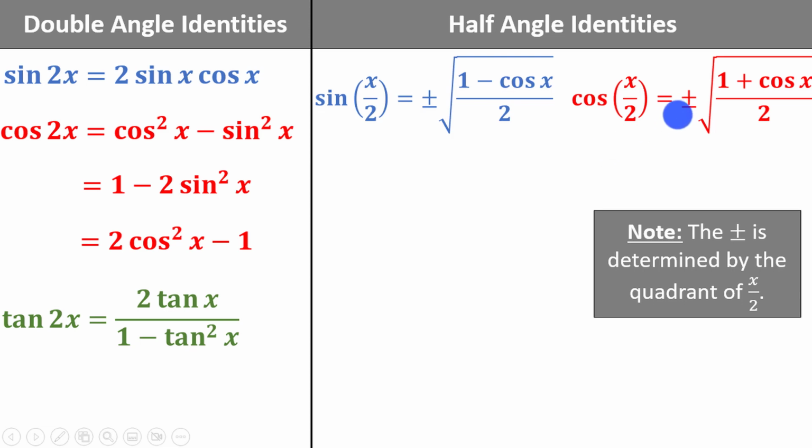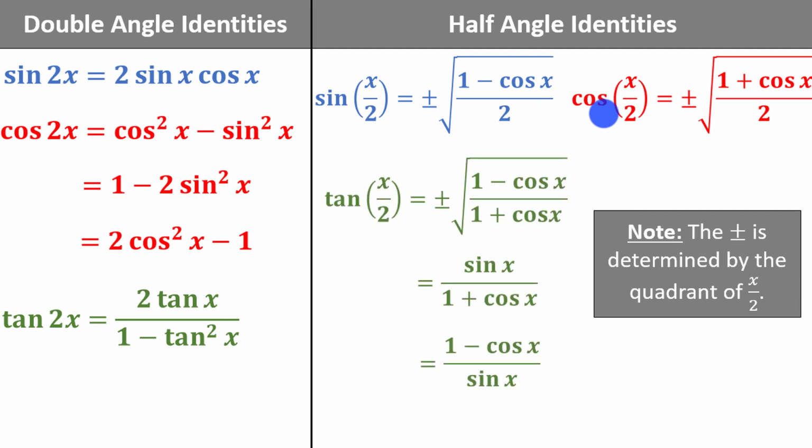It's exactly the same except for we have 1 plus cosine in the numerator rather than 1 minus cosine. The same idea applies to the plus or minus. You should use the plus when x over 2 lands us in a quadrant where cosine is positive, such as quadrants 1 or 4. You should use the negative when x over 2 lands us in a quadrant where cosine is negative, such as in quadrant 2 or 3.